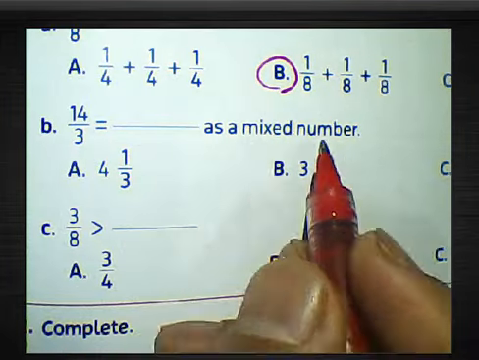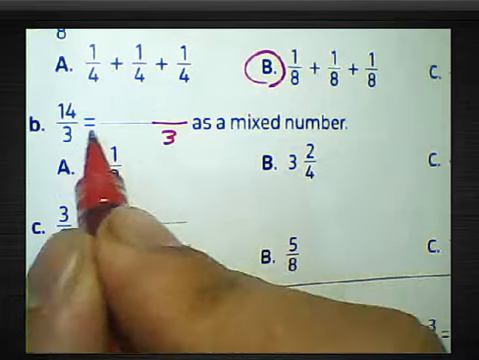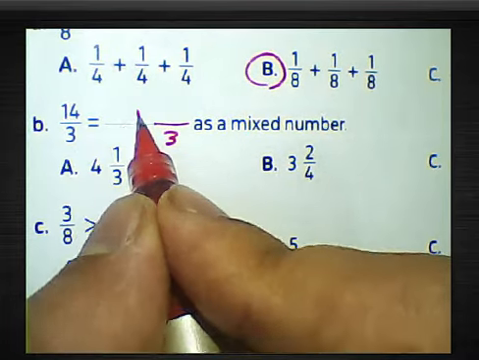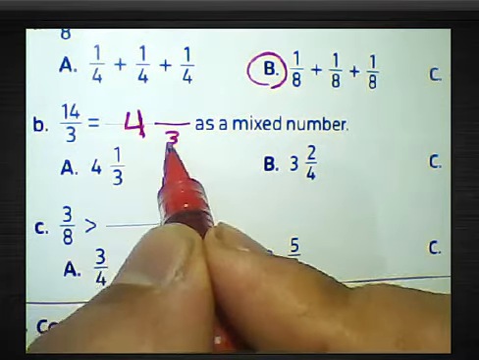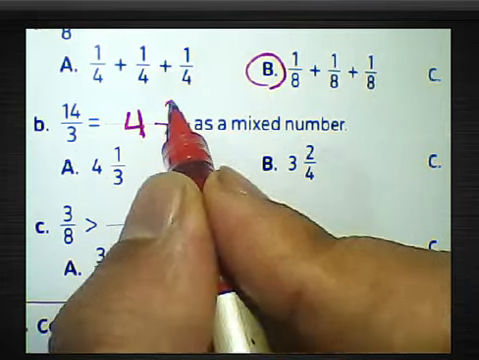14 over 3 as a mixed number. We can write 3 in the denominator. 14 divided by 3 equals 4 and the remainder 2, because 3 times 4 equals 12 and the remainder is 2.